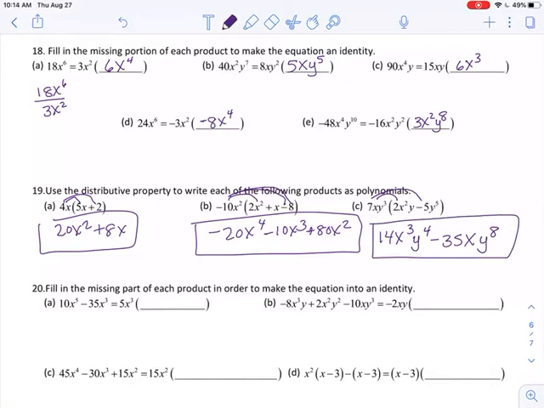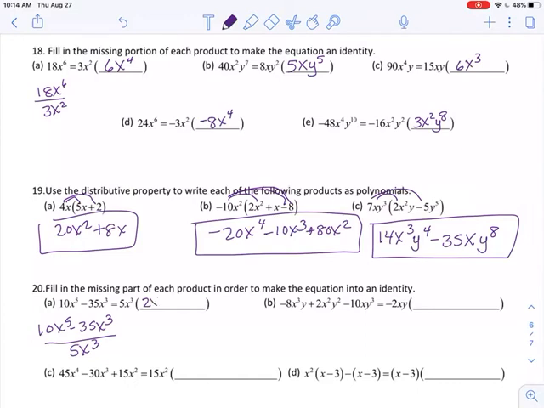Okay, 20. I'm going to fill in the missing part in order to make this an identity. Again, this is similar to what we did up above for 18, but now I have 2 terms, so you have to think about what you're multiplying. So 5 times what is 10x? This one might be easier to think about as division. 10 divided by 5 is 2, or 5 times 2 is 10. And then you have to figure out those x's.